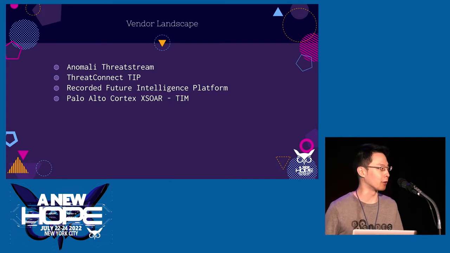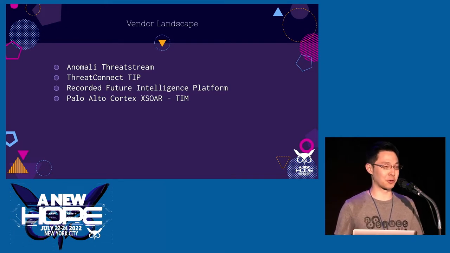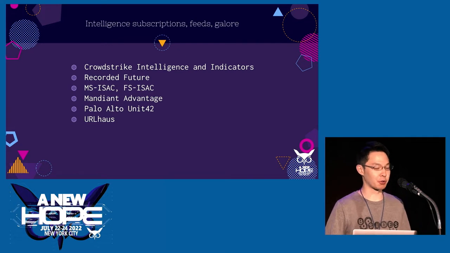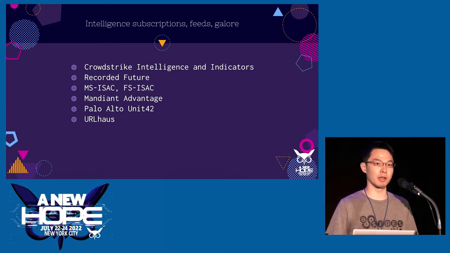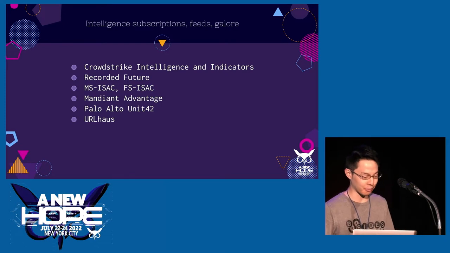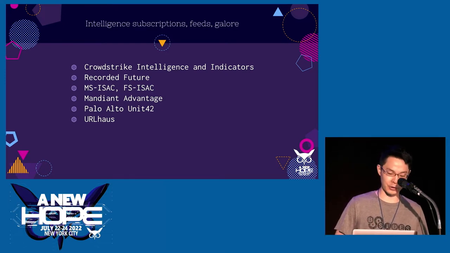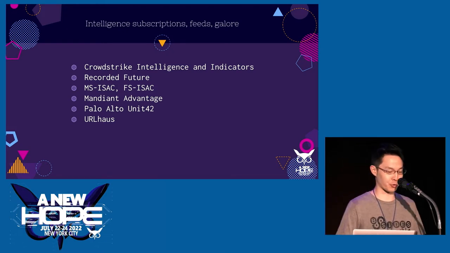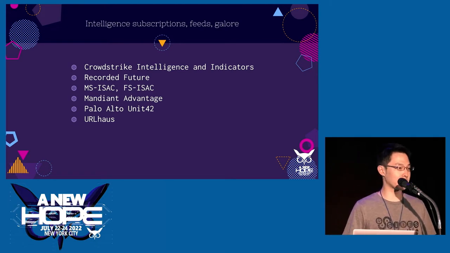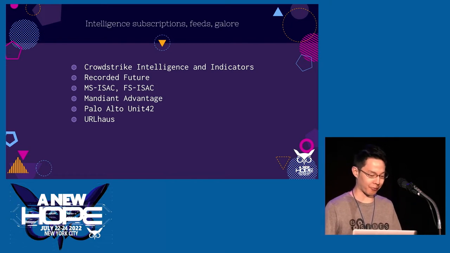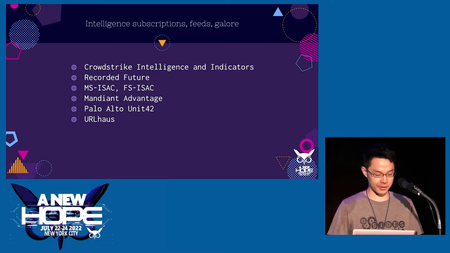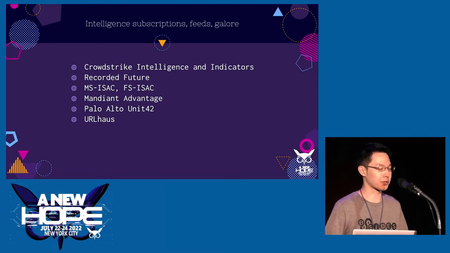These big brand names used in the enterprise, they'll charge an arm and a leg to use their systems. For cyber threat intelligence, you need a platform to aggregate all your data. You also need subscriptions and feeds upstream. So here are a few that you may also know, like CrowdStrike Intelligence and Indicators. Recorded Future has wonderful streams and threat feeds. MS-ISAC, FS-ISAC, if you're into the government space or financial services space. Mandiant, bought by Google, and previously known as or separated from FireEye. Palo Alto's Unit 42 Threat Research Group has good threat feeds, and URLhaus, and there may be others.